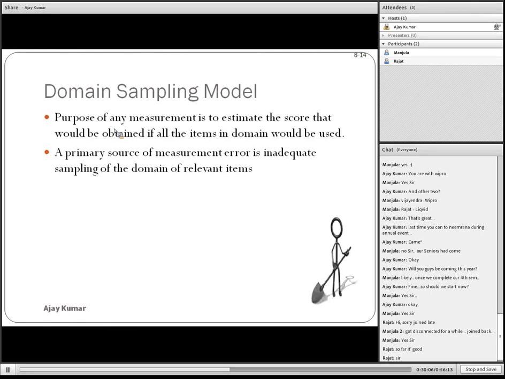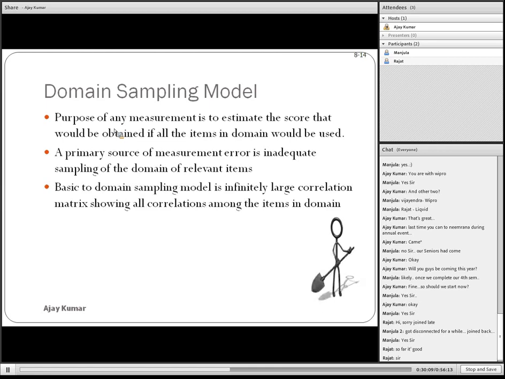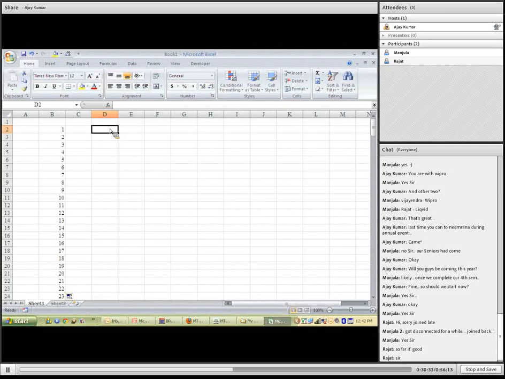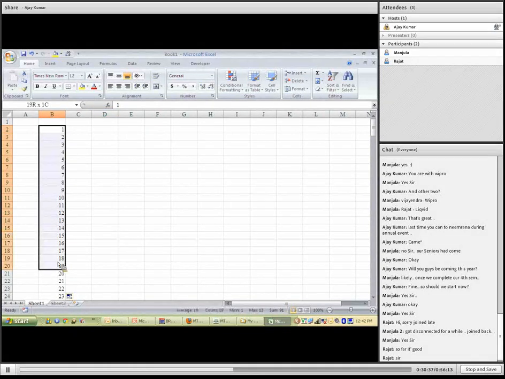All right, now this is something that we are trying to arrive at. This is an important thing that we are talking about, which is basic to the domain sampling model. Now we are coming to statistics, and the simple concept that we will use here is correlation. It is a large correlation matrix showing all correlations among the items in the domain. To understand it, let's get back to Excel. We have 300 questions that we are trying to treat.